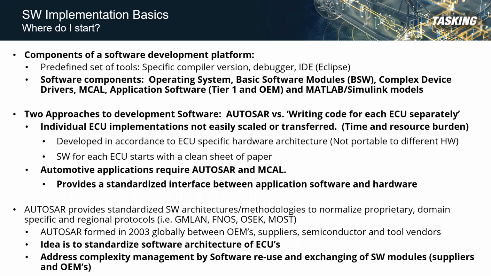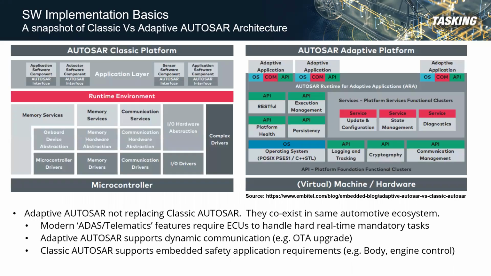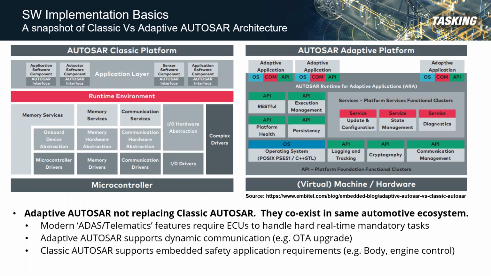Communication stacks help to facilitate communication both inside the ECU and between other ECUs. There's middleware features that are also included that support things like memory services, diagnostics, and safety. And if we take a quick snapshot here of the classic versus adaptive AUTOSAR architecture, the main point here is that adaptive AUTOSAR is not replacing classic AUTOSAR. They basically coexist in the same automotive ecosystem. So each have their strengths depending on the application.